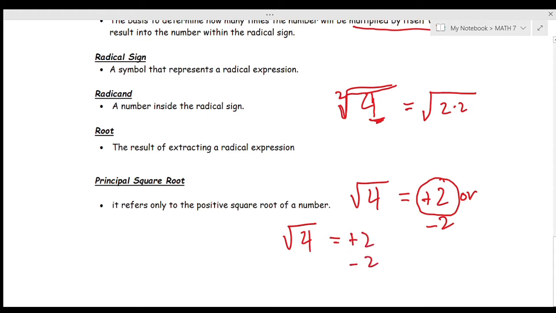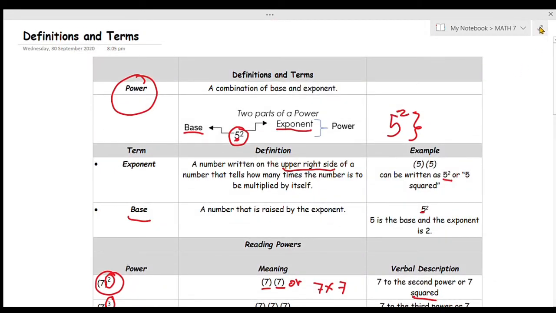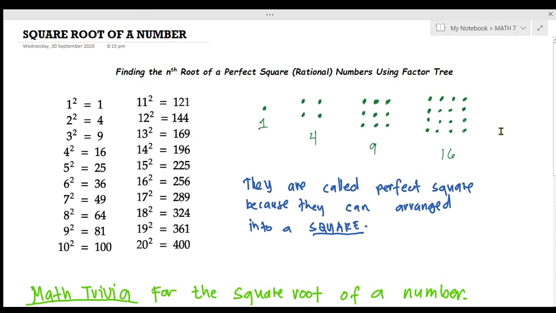So now, let's deal with squaring of a number. Let's now try to find the nth root of a perfect square, or could be irrational numbers using factor tree. Dito gagamitin natin hanapin yung nth root of a perfect square. When we say perfect square, it is referred to the rational numbers.